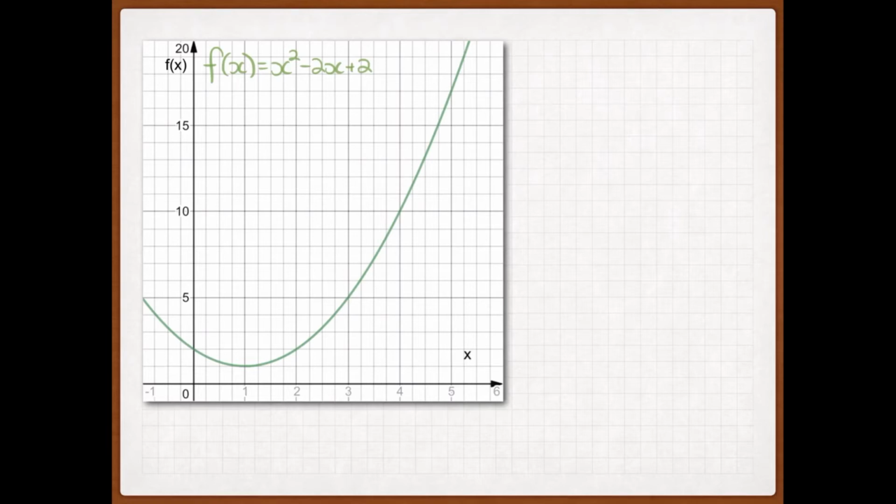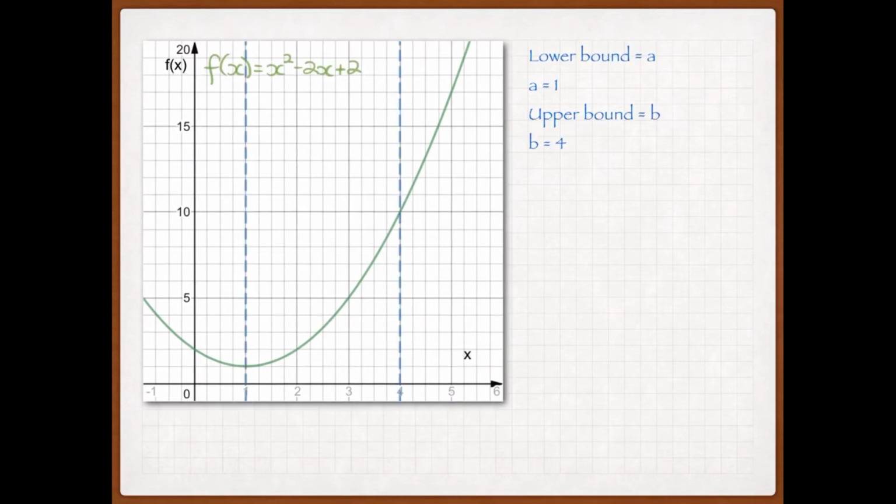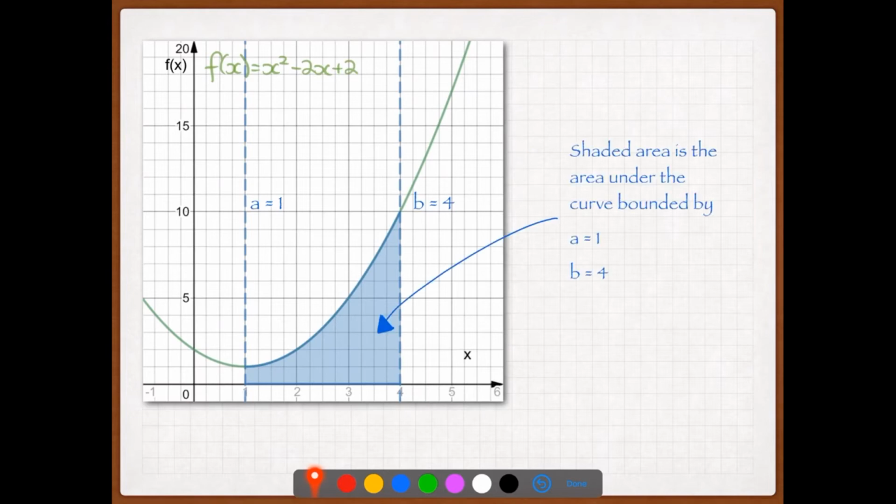The next thing we need to do is decide what our upper and lower bounds are so that we know what area under the graph we're trying to find. Today we're going to be looking at the lower bound equals 1 and the upper bound equals 4. You can see those drawn there. The next step is to have a look at what that shaded area looks like, what we're trying to find out here. The shaded area is the area under the curve, which is bounded by the lower bound of 1 and the upper bound of 4.